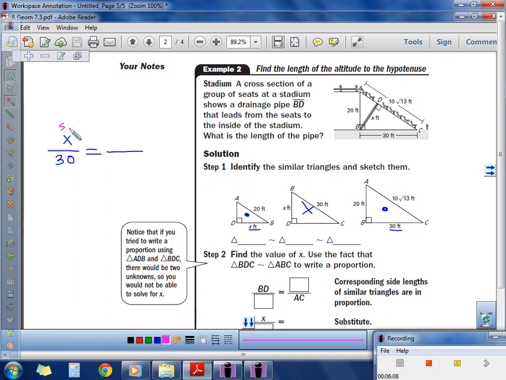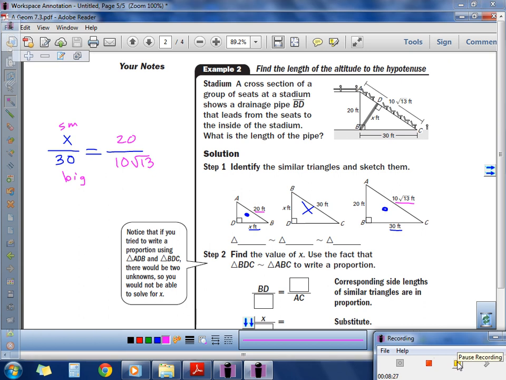Now once again, this comes from the small shape. This came from the big shape. So I just got to be consistent. Small over big. So on the small shape, what's another term that I have? 20. And this 20 corresponds to what on the big shape? 10 times the square root of 13. So the only hard part is maybe that on this problem. Cross-multiplying this problem is a little tricky. I'm going to give you an opportunity to try it on your own, then we'll talk about it. Solve for X.